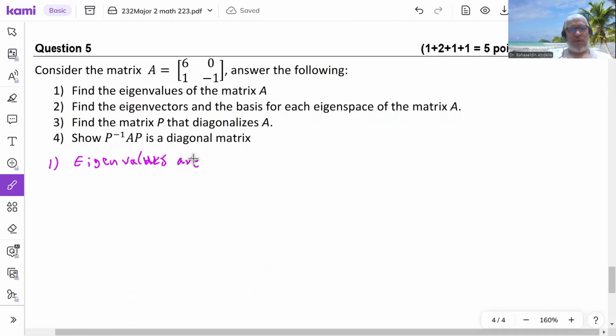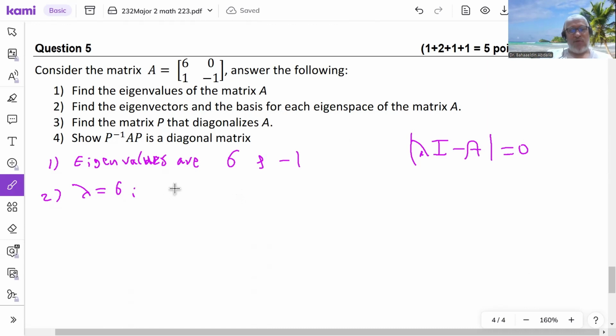They are the numbers on the main diagonal. So you don't have to use this one, lambda I minus A, the determinant equals 0, because if you use it, you will get 6 and negative 1. Now to find the eigenvectors and the bases for each eigenspace, let us deal with 6 first, lambda equals 6.